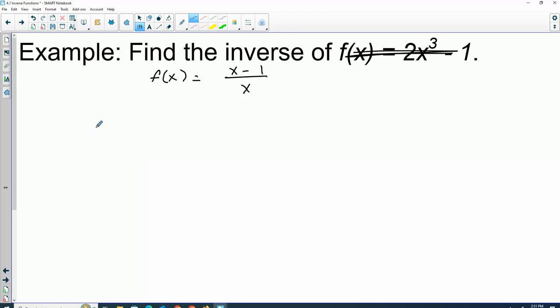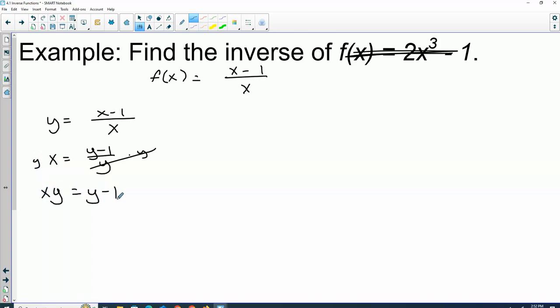All right. So first step, instead of f of x, we write y. Then we switch our x's and y's. Now what would we do? So if we need to solve for y, if we multiply the y over, xy equals y minus 1. Then what?